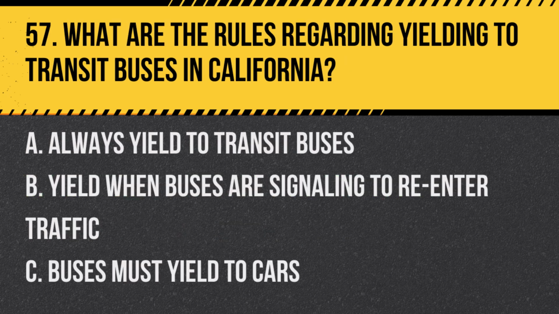Question 57. What are the rules regarding yielding to transit buses in California? A. Always yield to transit buses. B. Yield when buses are signaling to re-enter traffic. C. Buses must yield to cars. Answer: B. Yield when buses are signaling to re-enter traffic. This helps maintain efficient public transportation flow.